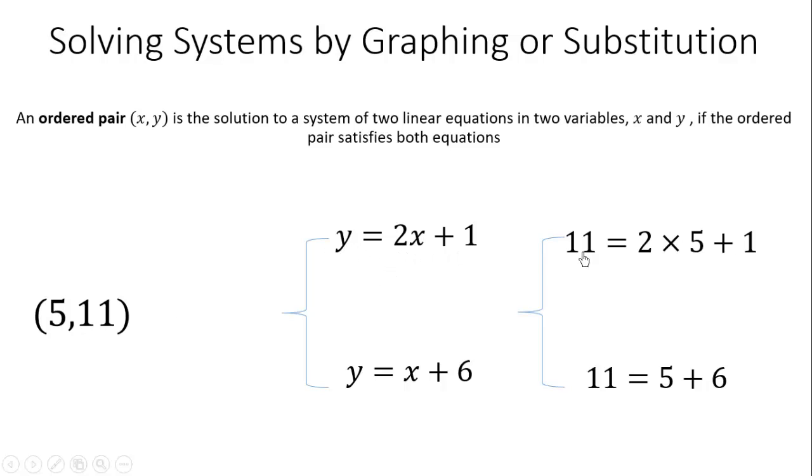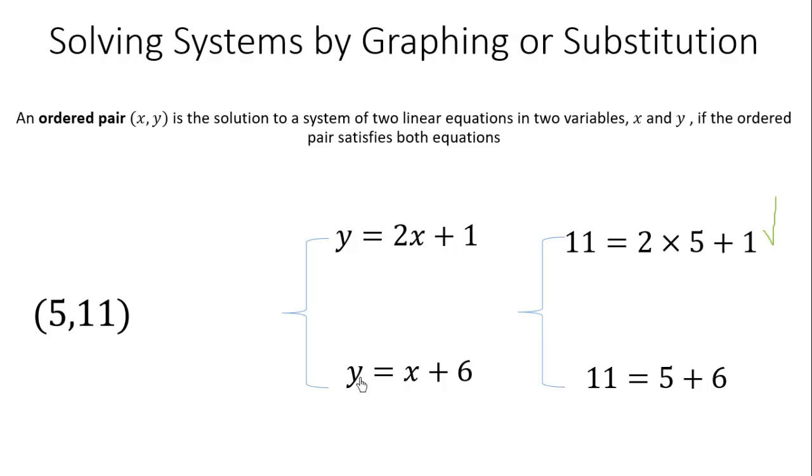y equal 11, so we put 11 here. Then x equal 5, so we put 5 in place of x. That gives us 11 is equal to 2 times 5 plus 1. 2 times 5 is 10. 10 plus 1 is equal to 11. Hence, this mathematical statement is true.